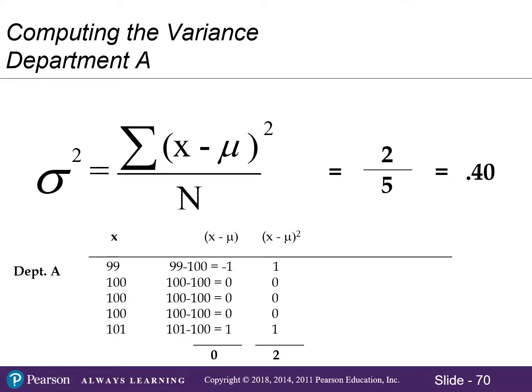So what I'm going to do for each of these values, look at the table down below. That's just the inside part of this equation, the stuff between the parentheses, difference from the mean, and then squaring it. So I took 99 minus 100, 100 minus 100, 101 minus 100, and got those values, and then squared them. Then you add up all those values, that's where that 2 comes from in the fraction up top, and then divide by the number that you had. I had 5 items in Department A. That gives you 0.40. Got it?